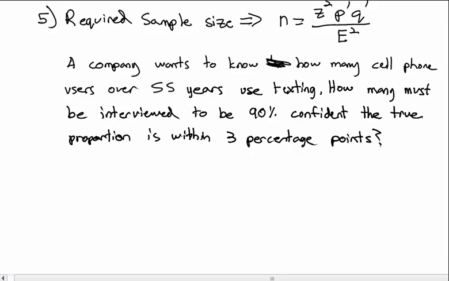You see this a lot of the times in political campaigns. We are within 5 percentage points, plus or minus 5 percentage points. They have figured out how many people they have to interview so that their results are going to be within plus or minus a certain percentage, using this formula.